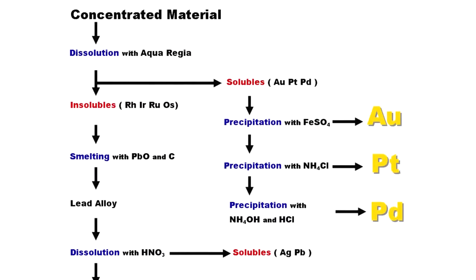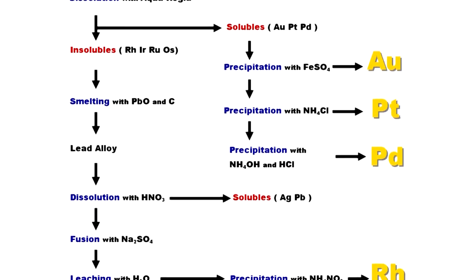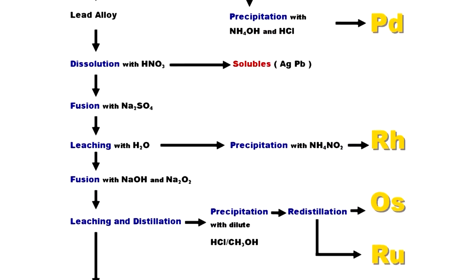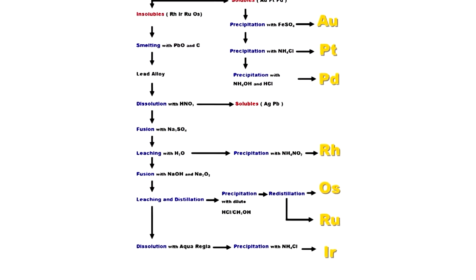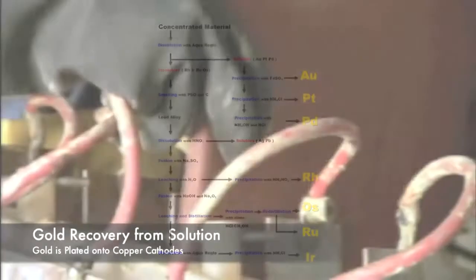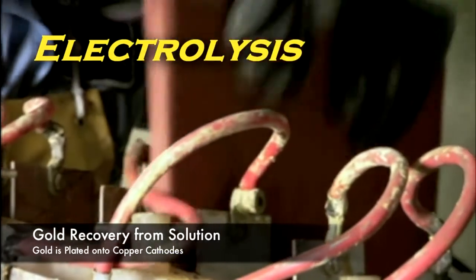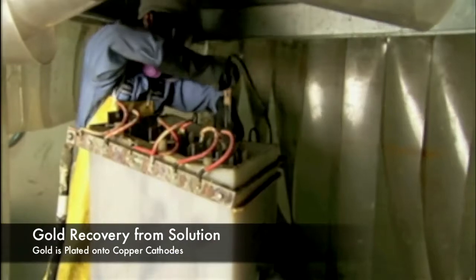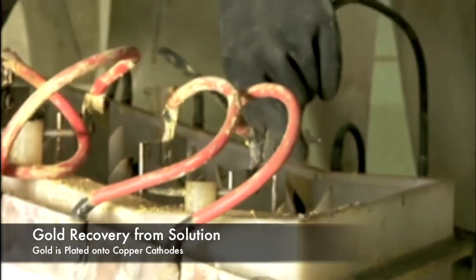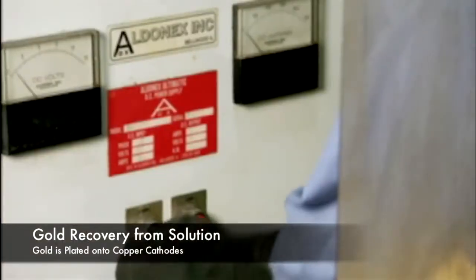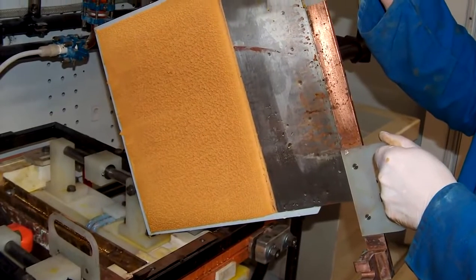In summary, this refining process diagram shows examples of the many chemical reactions using precipitation to separate, concentrate, and refine precious metals. Electrolysis is the other general method used to extract precious metals from solution. It utilizes direct electric current through the solution to drive the chemical reactions. This technology will be presented in our next video.